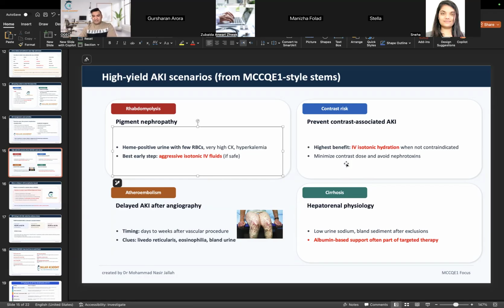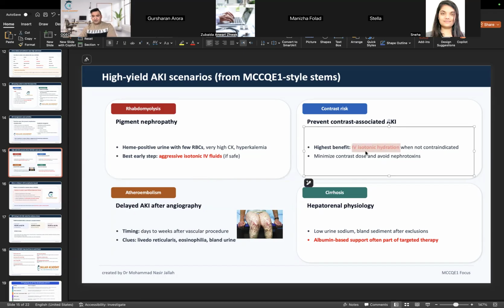In some cases, even 6 to 12 hours before the contrast. All right, we talk about this. So remember for the contrast, remember IV, isotonic hydration.